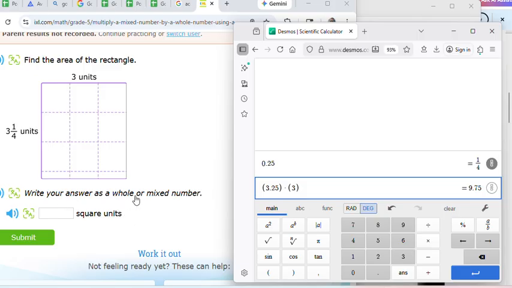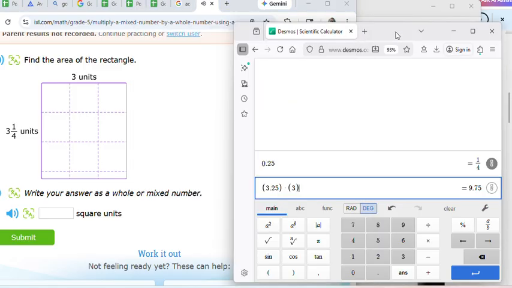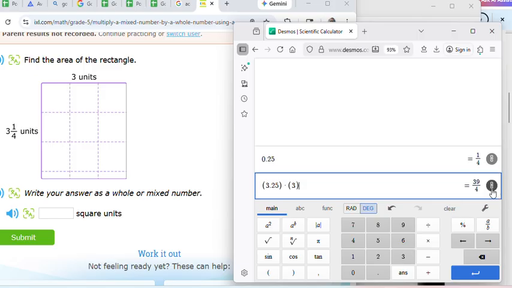However, it says to write your answer as a whole or mixed number. By the way, you can use these things right here. So if it's 9.75, that's a decimal. Let's turn it into a mixed number.